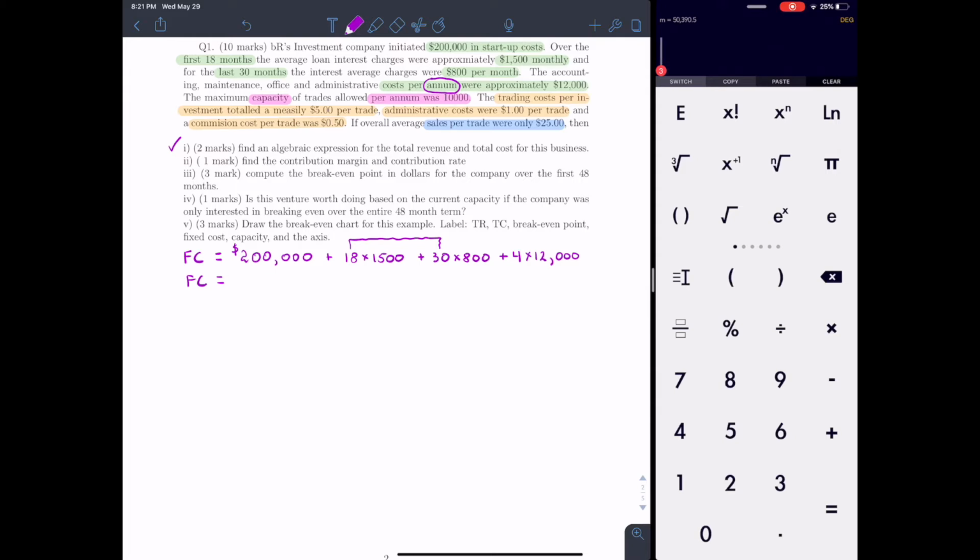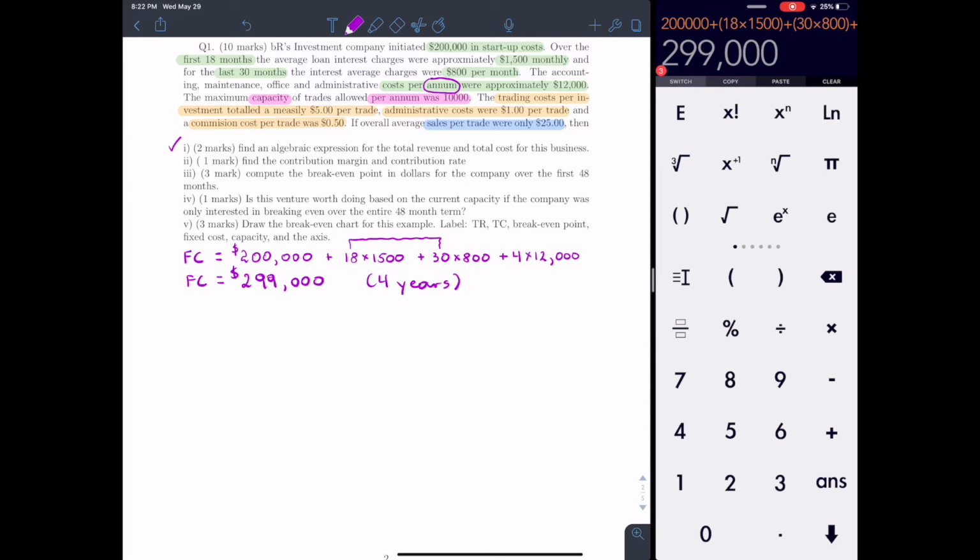So let's add them up. So I have 200,000 plus, I'll put those in brackets, 18 times 1500 close bracket plus 30 times 800 close bracket plus the last one, 4 times 12,000 close bracket equals. So this gives me a fixed cost of almost 300,000 that I have. That's for 4 years. Okay, I have to be aware of that.